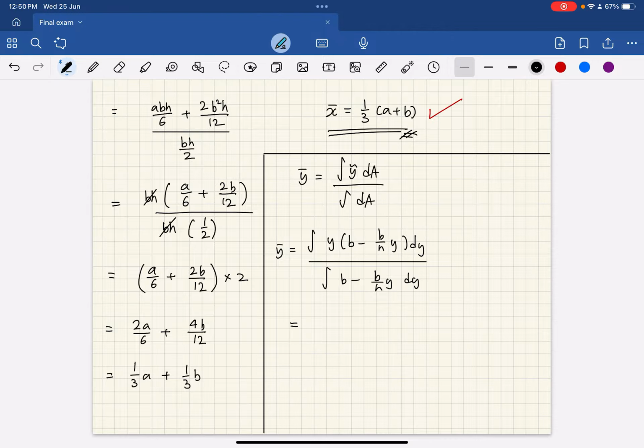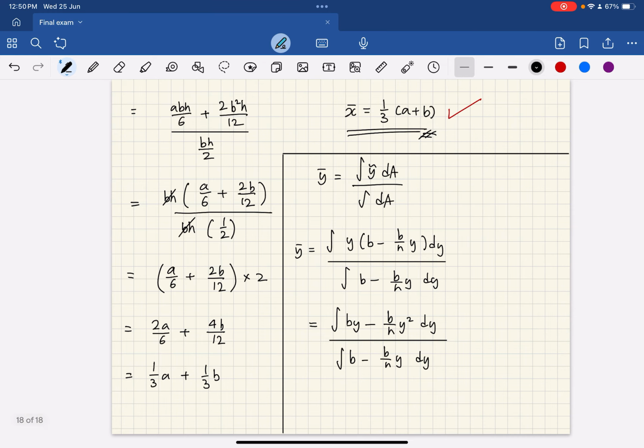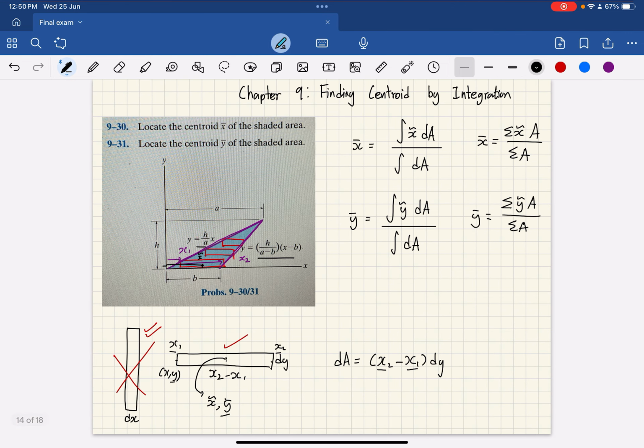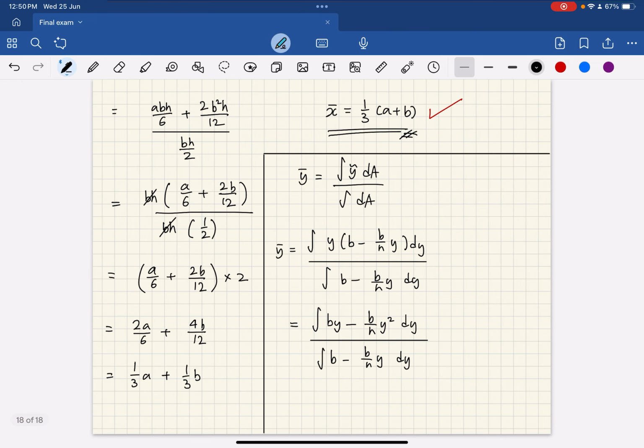Again, don't forget to simplify before you integrate. So you get here b y minus b over h y squared with respect to dy. And you get here the integral of b minus b over h y with respect to dy. So if we were to integrate within the limits, remember the limits in this case are from 0 to h. And then we can start integrating it.